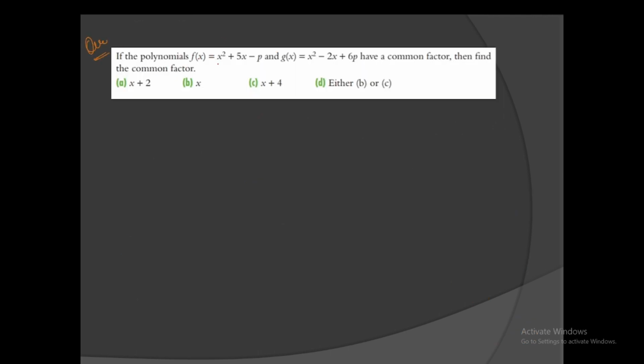So the question is, if the polynomial f of x equal to x square plus 5x minus p and g of x equal to this have a common factor, then find the common factor. Okay, say the common factor to be x minus k. I do not know the value of k, so we need to assume in general that k is any real number. So x minus k will be its factor. If it is a factor of f of x and of g of x, then putting x equal to k, we get f of x equal to 0 and g of x equal to 0.